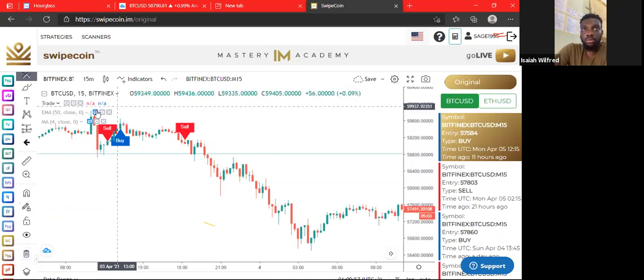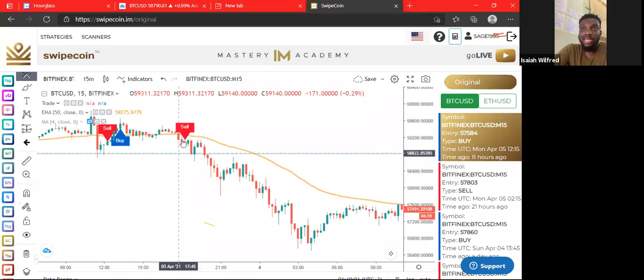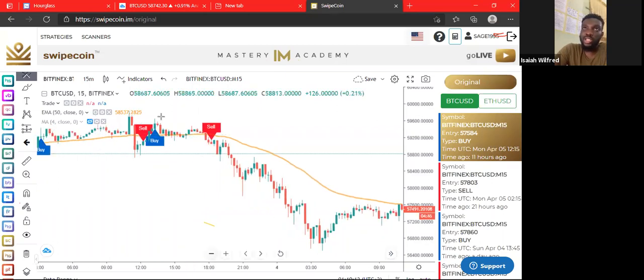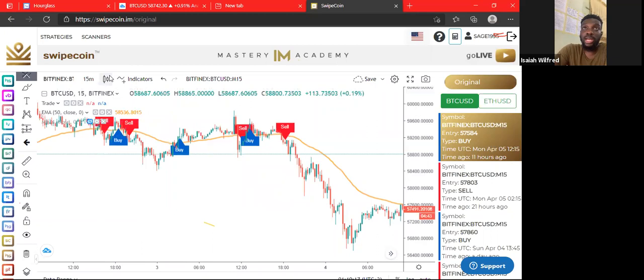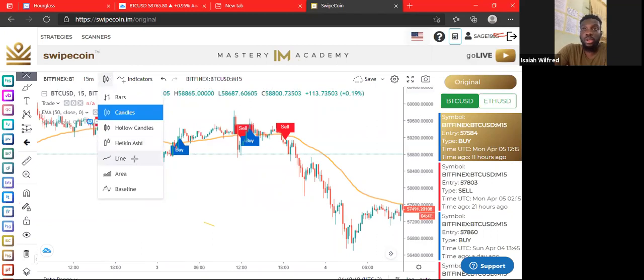So okay. Now following the rules, we got a sell signal, and now what happened? Price is now under the 50 EMA. So that's to tell you that obviously we are now looking for sells. So step one is change from candlestick charts to line charts. So that's what I'm going to do. I'll change from candlestick charts to line charts.